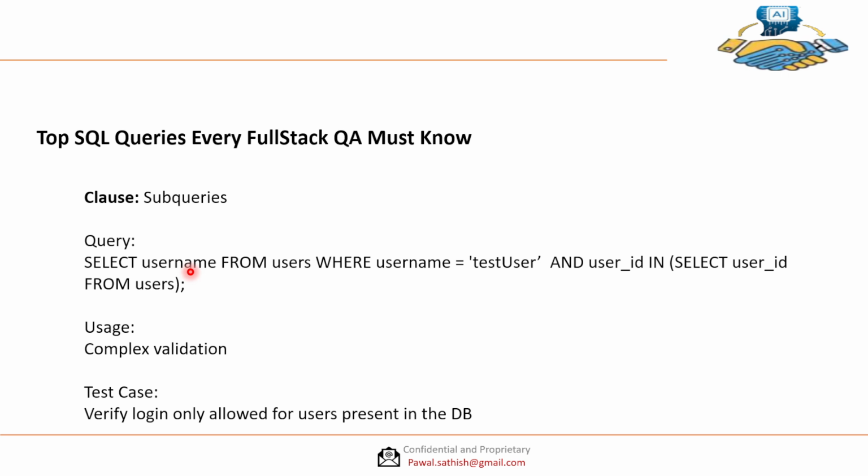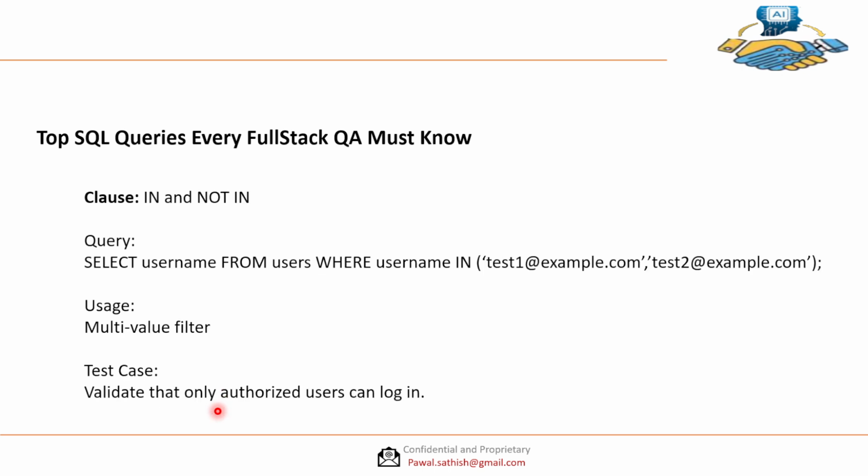The next is subqueries. Okay, sometimes we need to use subqueries when we have a complex validation. So this is the syntax: first we need to select username from users where username is equal to testuser and user_id IN a subquery from the other table, the users table. Okay, so here we can use the subquery and verify login is only allowed for users present in the DB.